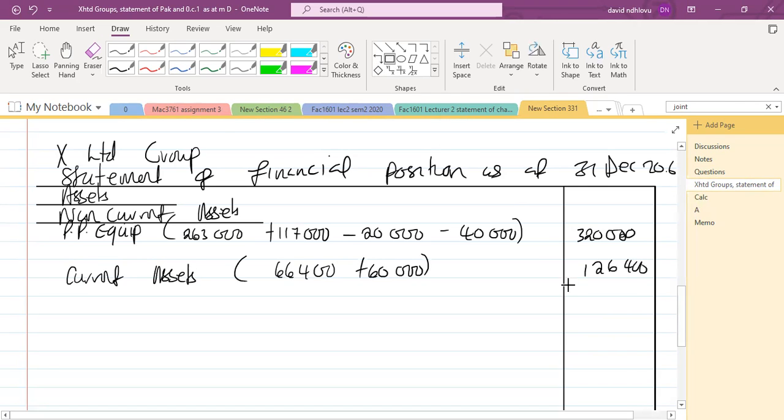All right, when we add everything, what do we get? Right, so we're going to get a value of 446,400. So this here represents total assets.